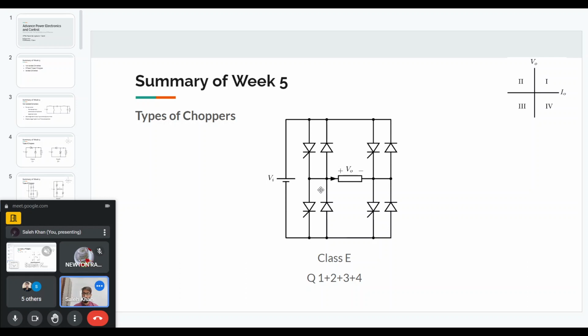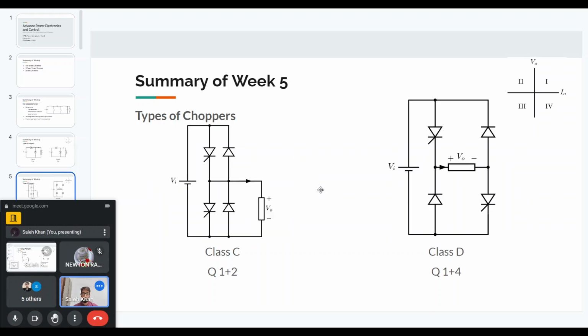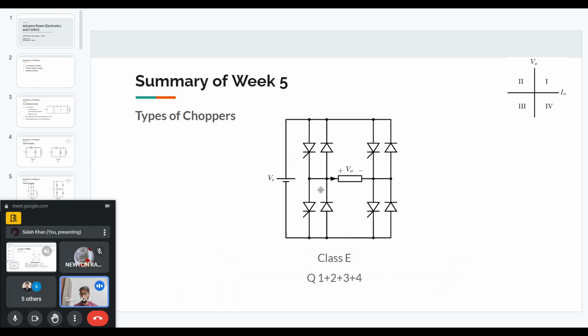Depending on what kind of motor you are using and what the application is, if you want all these regions, then you can use the class E chopper, and you get more functionality at the cost of more devices. The single quadrant choppers only have two devices, one thyristor or one GTO and one diode. Two quadrant choppers have two thyristors and two diodes, and the class E four quadrant chopper has four thyristors and four diodes. So this was a summary of the choppers.